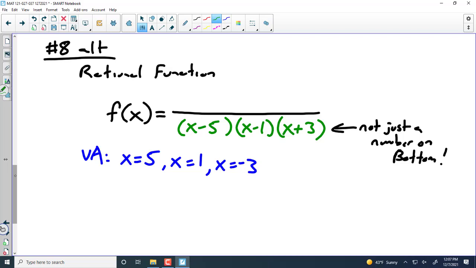The only thing you need to make sure you do is don't put a matching factor on top. In other words, when you write your numerator, don't put one of those same factors again. Here's the easiest thing to do. You're allowed to just put a number on top. That's how you find vertical asymptotes. You just look for the numbers that make the bottom equal to 0.